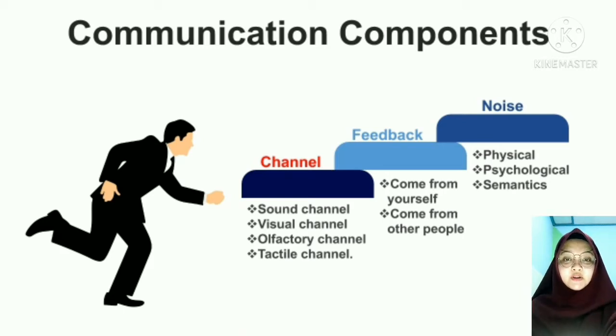Okay, the last is noise. There are three types of noise. The first one is physical. When we are talking, it turns out that other people also want to talk, or what we usually call cutting other people's conversation. And then the second one is psychological. Sometimes we have prepared what we are going to say, even memorized it, but when we are communicating, we suddenly forget.